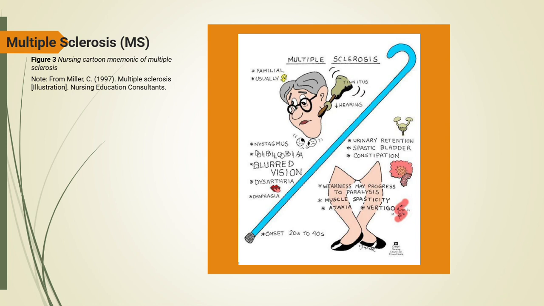Finally, the slide notes that the disease often begins between the ages of 20 and 40, with women affected more frequently. This visual summary helps unify everything we have discussed about multiple sclerosis so far and emphasizes why comprehensive assessment is essential. When working with patients, nurses must watch for emerging symptoms, identify safety concerns early, and support the patient's independence and quality of life.